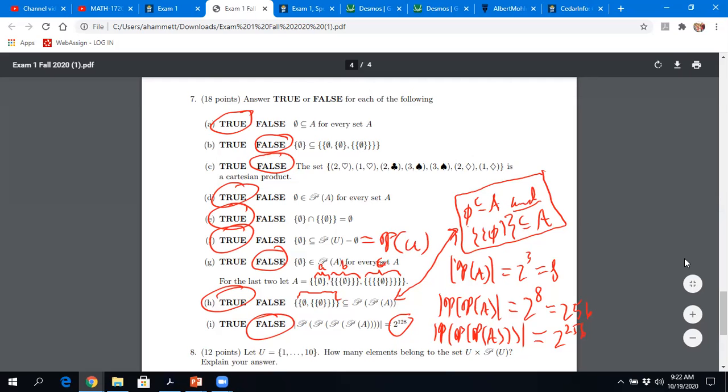So is the set consisting of the empty set a subset of that? Yeah, well, because the empty set is an element of that power set, yes? The empty set is an element of that power set, so the set consisting of the empty set will be a subset, okay?